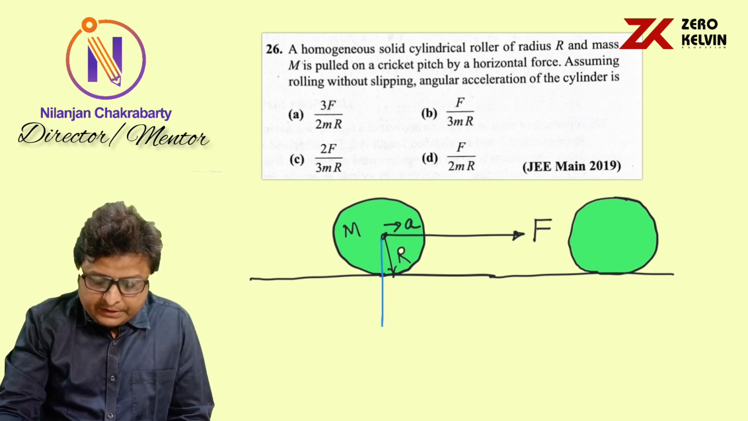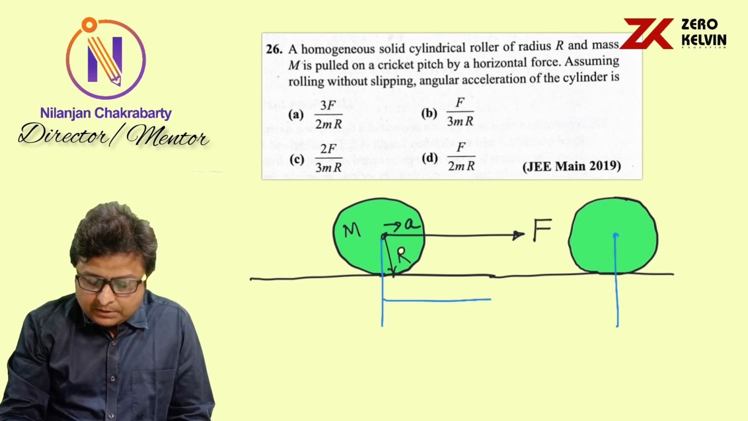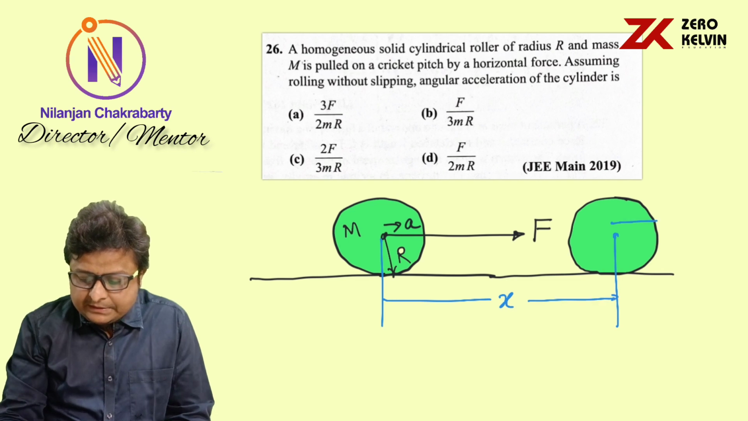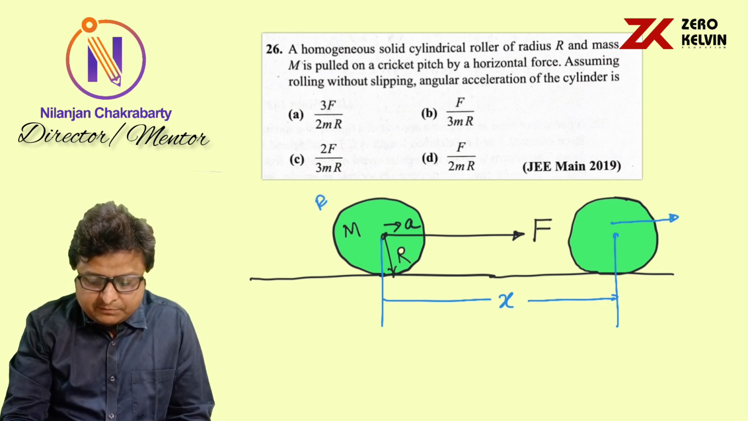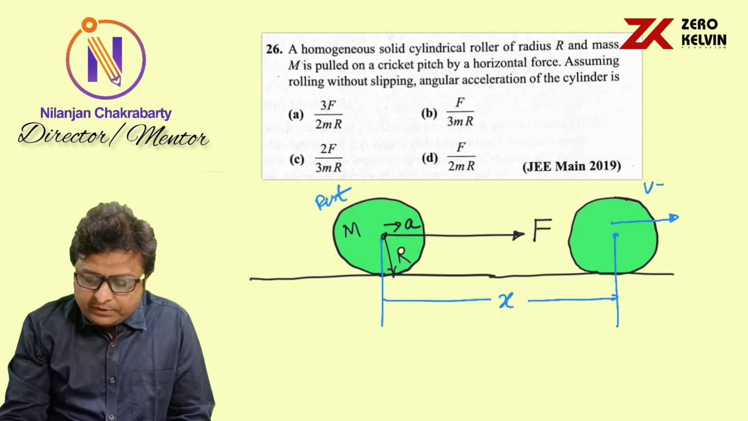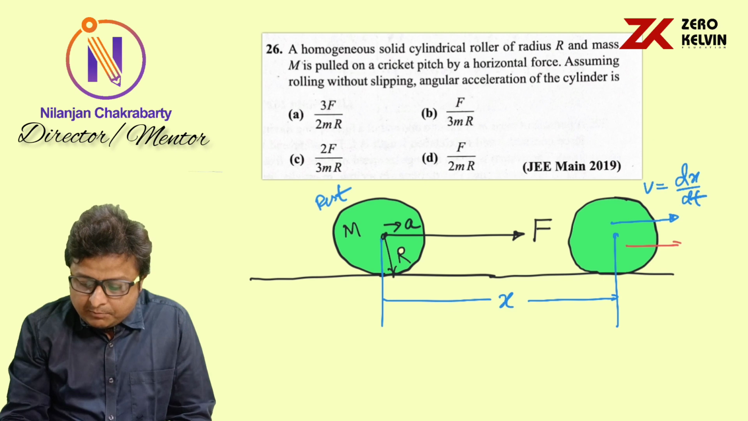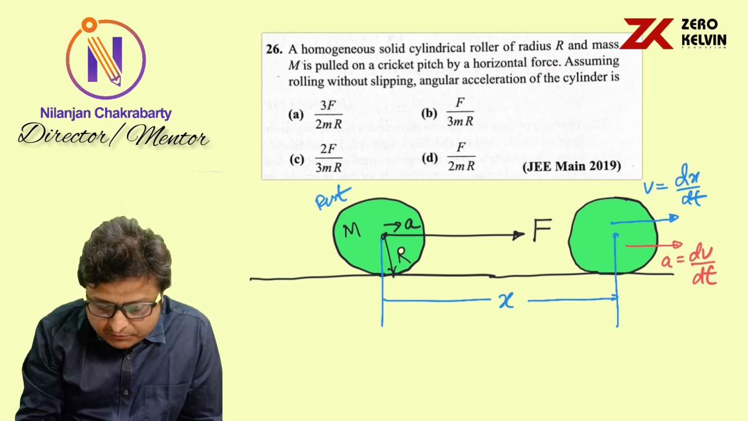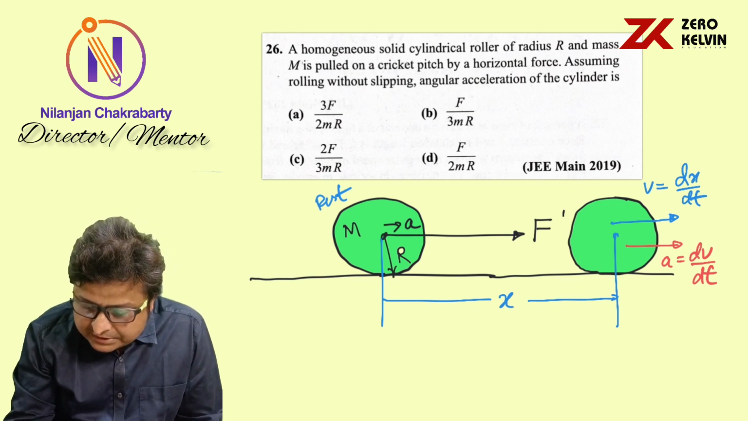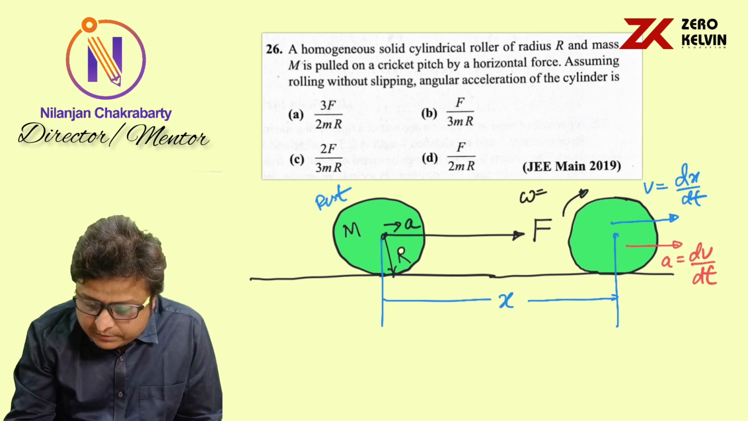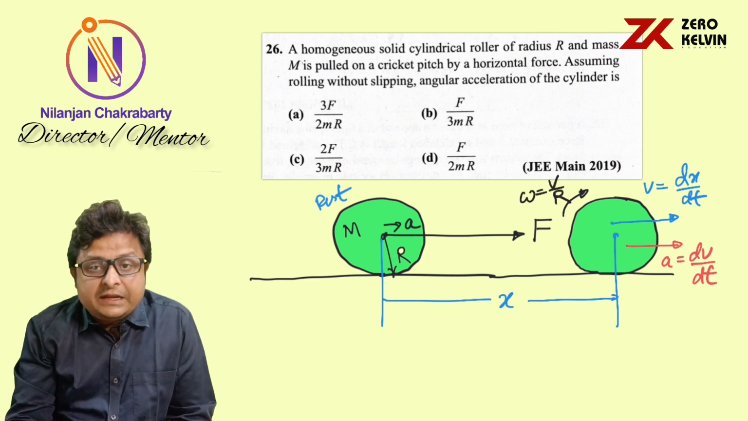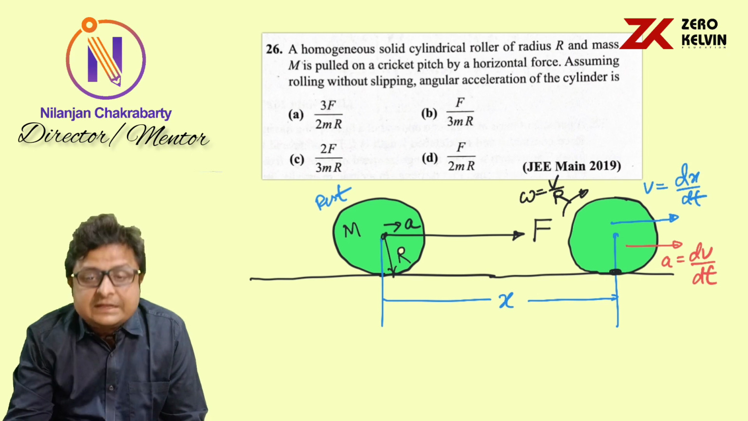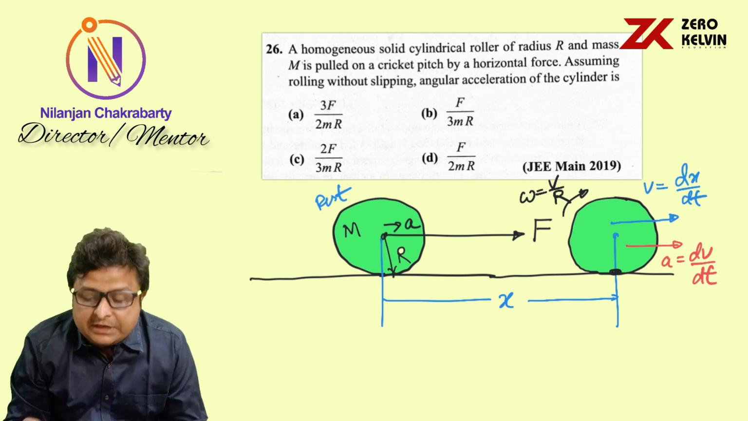Suppose the center of mass of the cylinder goes by a distance x. It starts from rest, so the velocity of the center of mass is dx/dt, and the acceleration of the center of mass is dv/dt. Now we will directly apply the work energy theorem. What is the work energy theorem? Work done by net force equals change in kinetic energy. Velocity v, angular velocity omega is equal to v by r. Why? Because this is the instantaneous axis of rotation, the lowest point is in contact with ground.